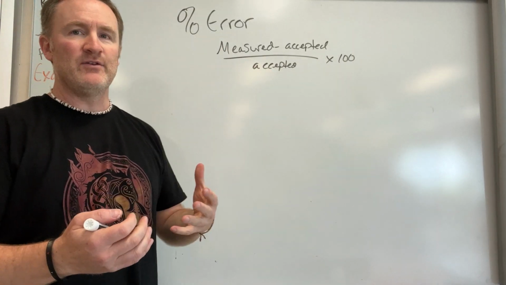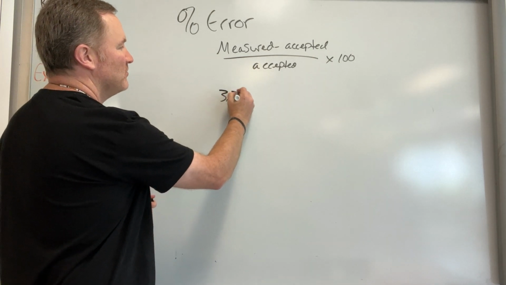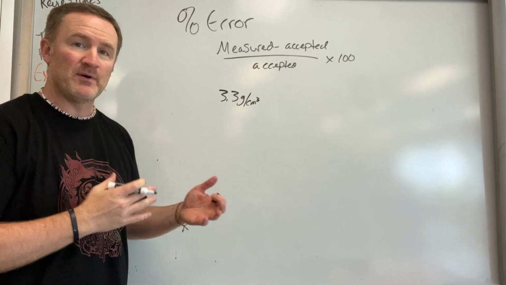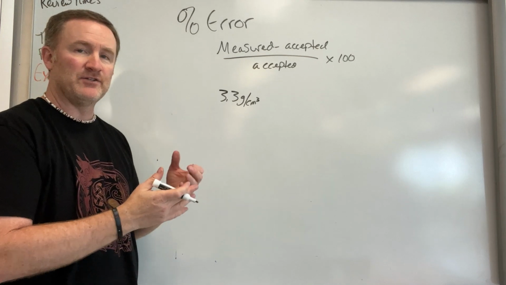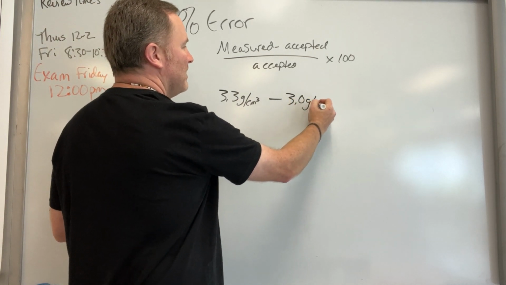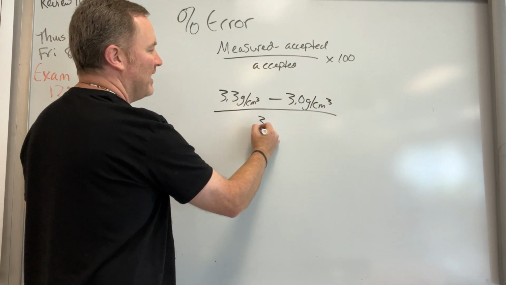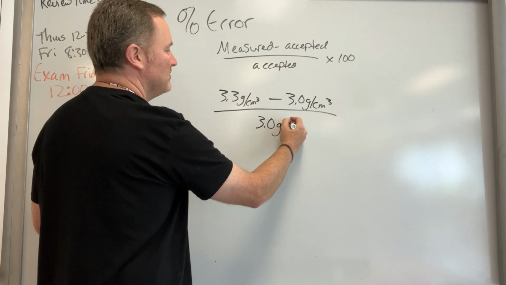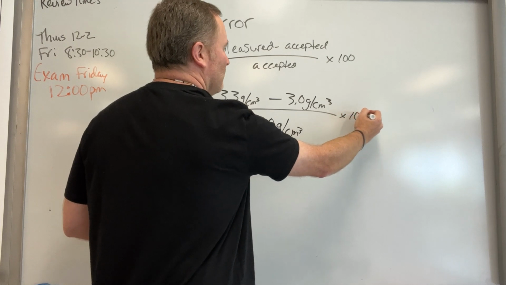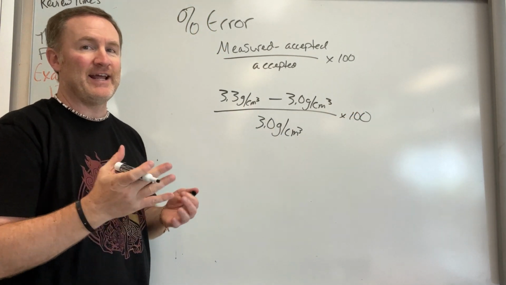So let's say you did some work and you were calculating the density, and the density you came out with was 3.3 grams per centimeter cubed, or maybe it was grams per milliliter, depending on what you were using, either solids or liquids. Let's say the accepted value was 3.0 grams per centimeter cubed. We then want to subtract that, and then divide by the accepted again, 3.0 grams per centimeter cubed. Don't forget the 100, because if you leave off the 100, you're not going to get the right answer that you actually need.